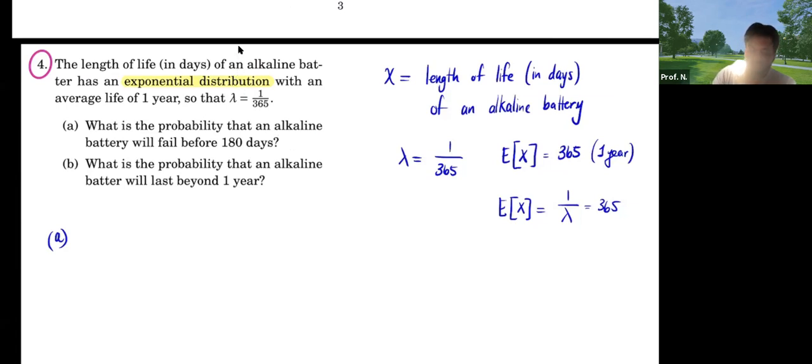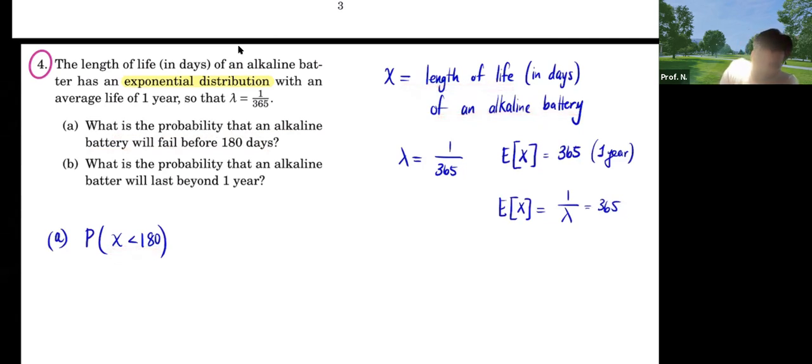Well, X is the length of life. And I'm saying that the length of life is less than 180, right? So this is the same thing as saying the probability that X is less than 180. That is exactly what this means. What's the probability that the alkaline battery will fail before 180 days? What's the probability that the length of life, X, is less than 180?